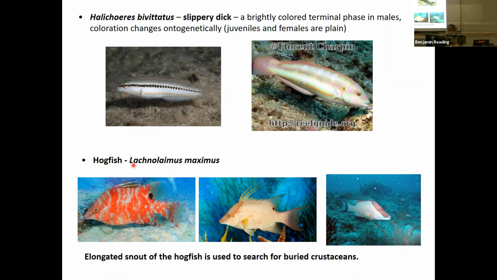Hogfish are another example here, Labridae. Again, specialization here of the jaw, these elongated snouts. They're named hogfish because they've got a pig-like snout, I guess. The hogfish search in the substrate here for buried crustaceans that they eat, and that's what they use this head design to do. So a little bit of an adaptation on the jaws to help them forage in the benthos for crustaceans that are buried.